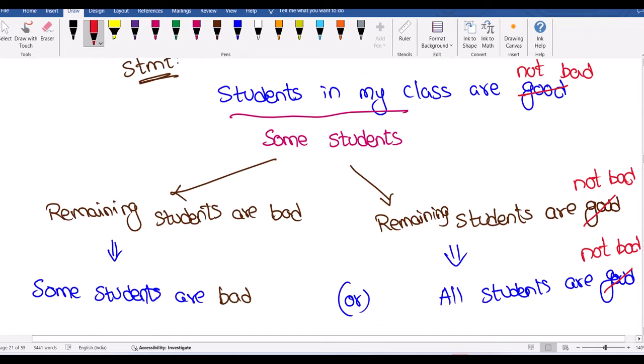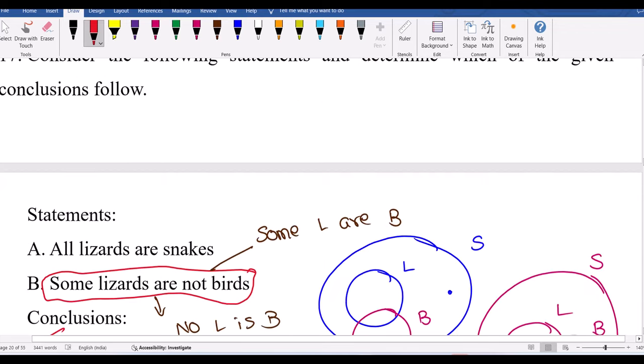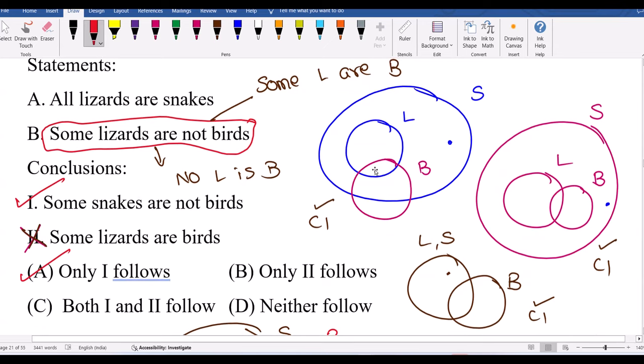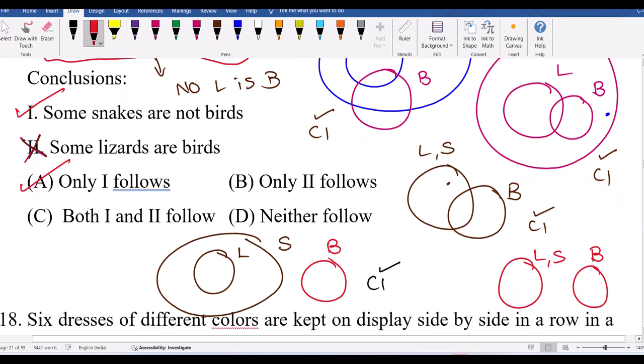A lot of people may think some students are not bad means definitely some students are, but no, all students are not bad also comes under the picture. You need to focus on this area also. With that point, the second one is definitely wrong. The first conclusion is true in all diagrams whatever I draw. So I can go with only one follows.